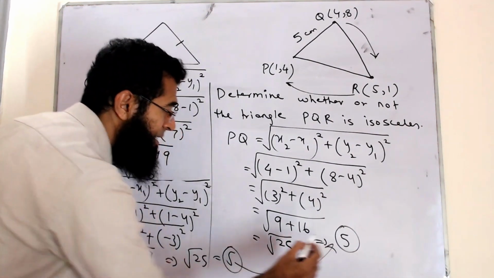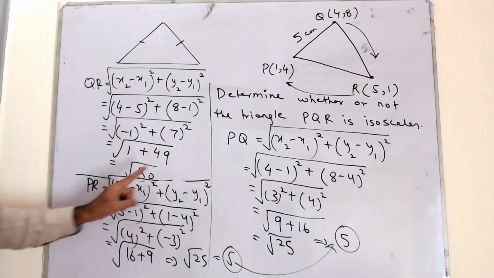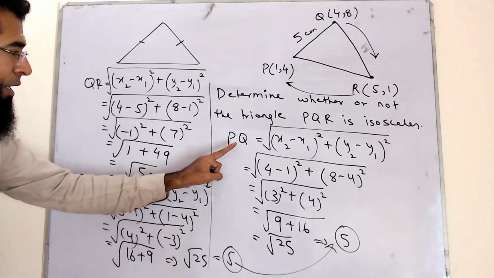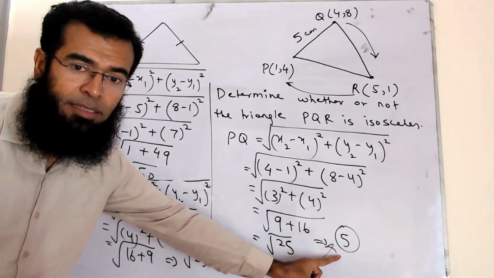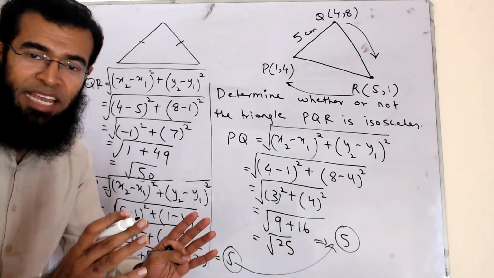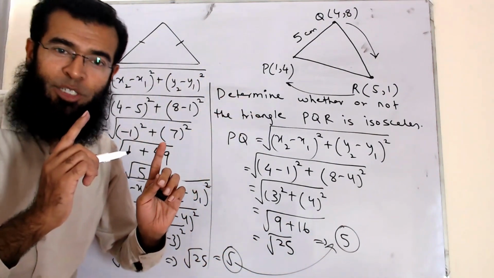So we can see that PR and PQ have the same length. Hence, we'll say that this is an isosceles triangle.